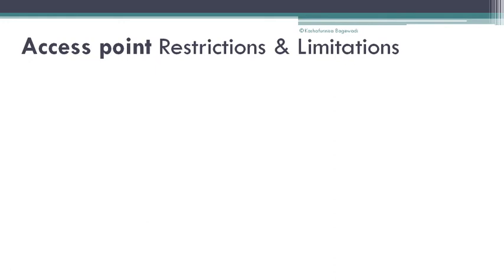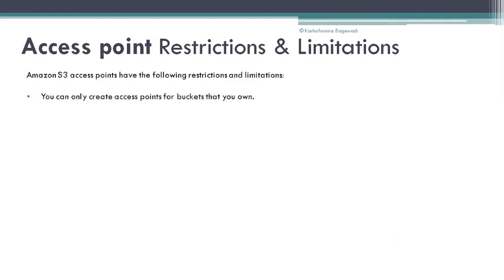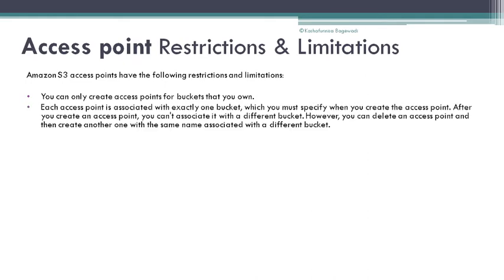So moving ahead, access point restrictions and limitations. Amazon S3 access points have the following restrictions and limitations. You can only create an access point for buckets that you own. Each access point is associated with exactly one bucket, which you specify when you create the access point. After you create an access point, you can't associate it with a different bucket. However, you can delete an access point and then create another one with the same name associated with a different bucket. So one access point will be associated with only one bucket.